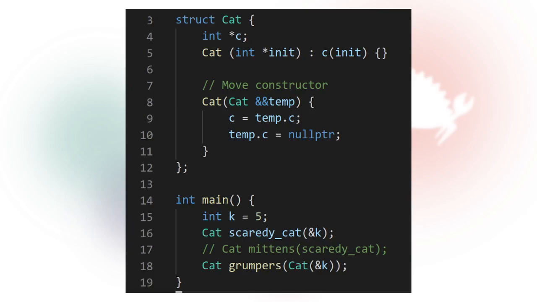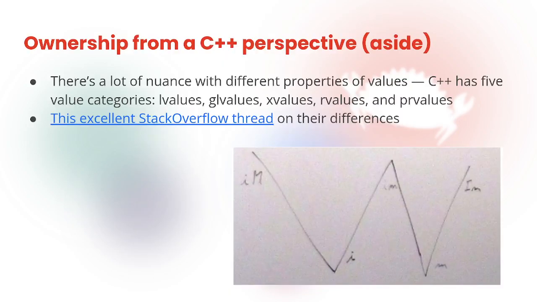Okay, so that was a little complicated. Okay, let's go. I have this aside over here. There's a lot of nuance with different properties of values, as we said before. We can move values, we can copy values, we can reference values, right? C++ has 5 value categories: lvalues, glvalues, xvalues, rvalues, and prvalues. That's so complicated. That's way more complicated than what Rust has, in my opinion.